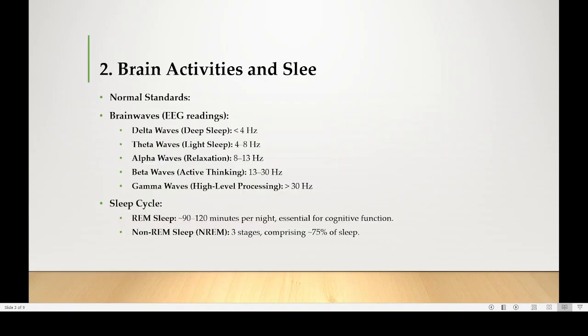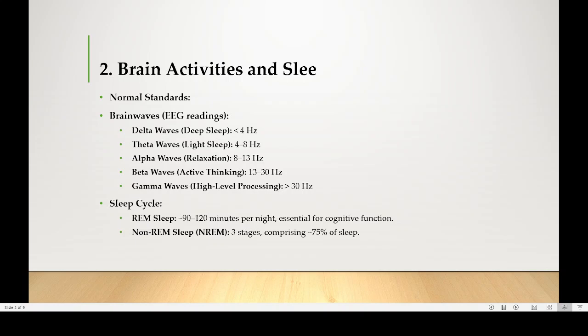The second variation is of the brain activities and sleep. Here you can see that we have to first understand what the different types of brain waves are. I think in our semester 5 we have discussed that. Different types of brain activities are there. I will show you a picture of the different types of brain waves so that we will be able to recollect.